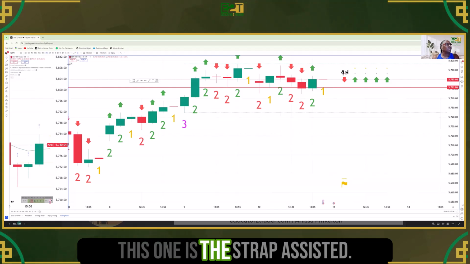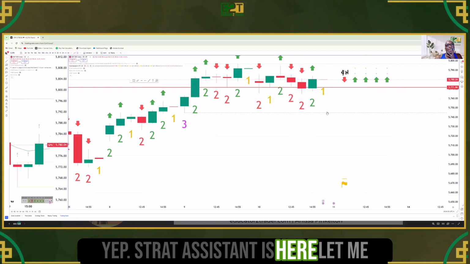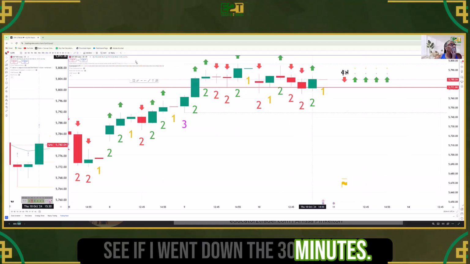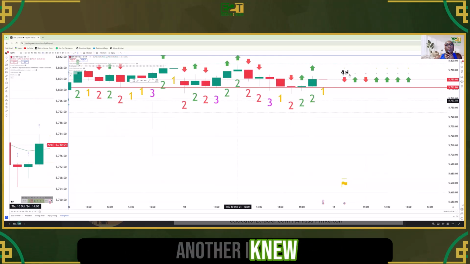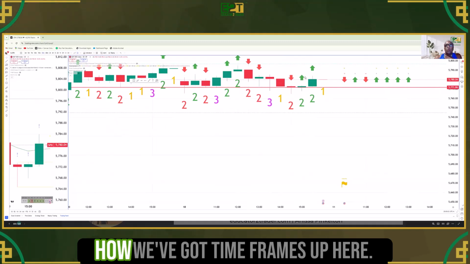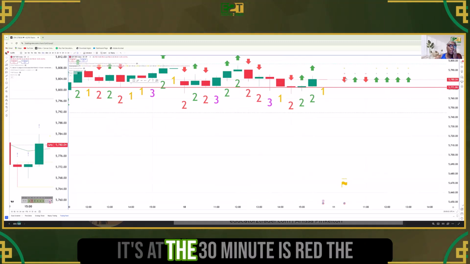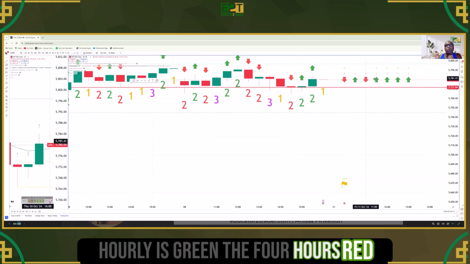I think this one is the Strat Assistant. Yep, Strat Assistant is here. Let me see if I went down to 30 minutes. There we go. I knew there was some more there. Notice how we've got time frames up here. It says the 30-minute is red, the hourly is green, the 4 hours red, the day is green.